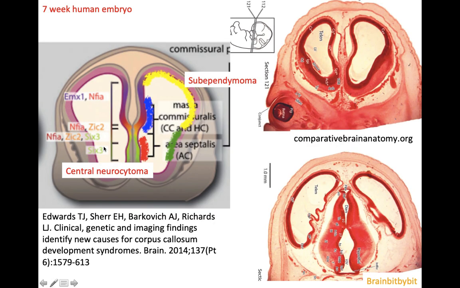And you might remember that the central neurocytoma arises from neuronal progenitors in the septal region. And when you look at the lateral ventricle, the subependymoma arises from the radial glial cells in this yellow region that is going to give rise to the neocortex.